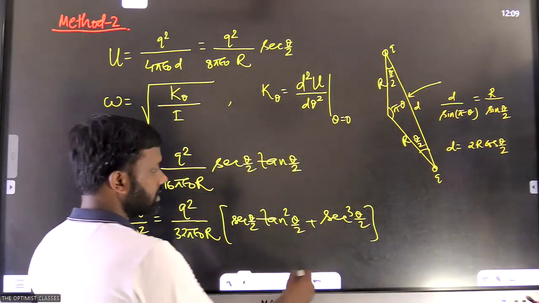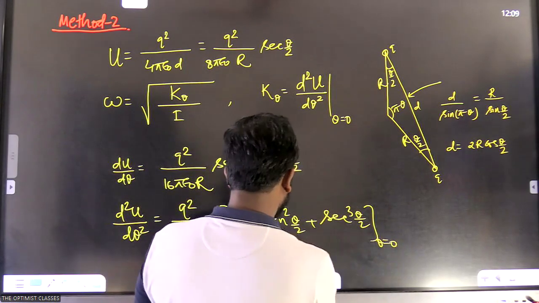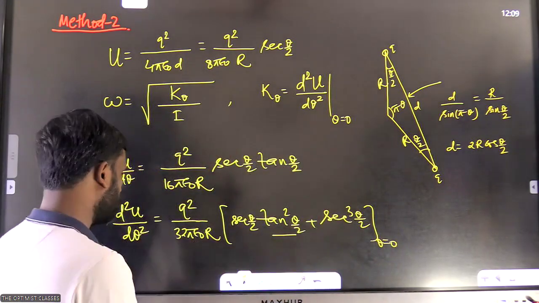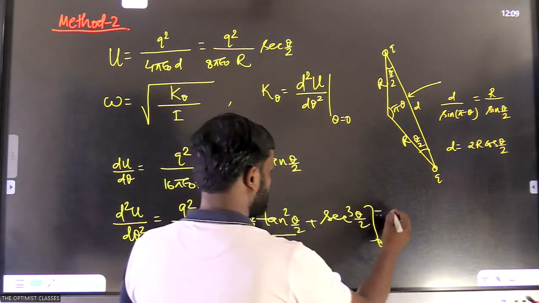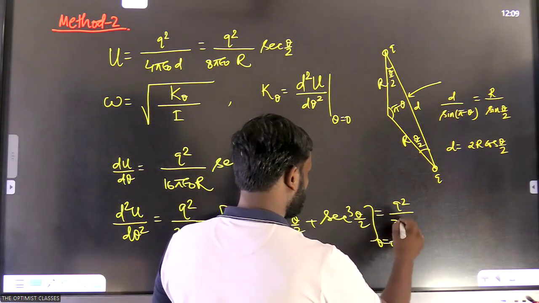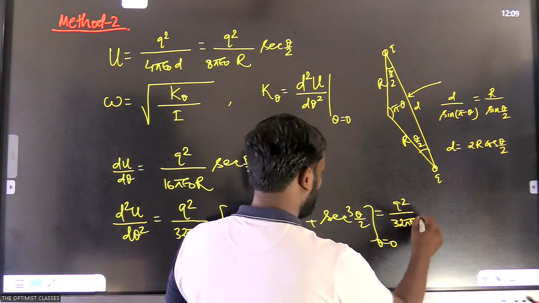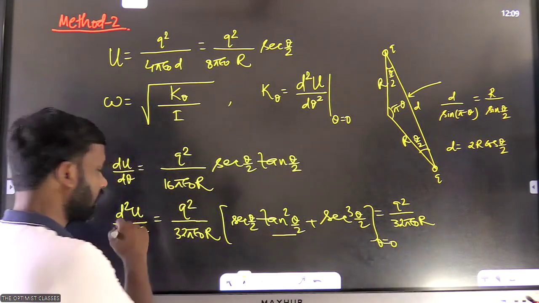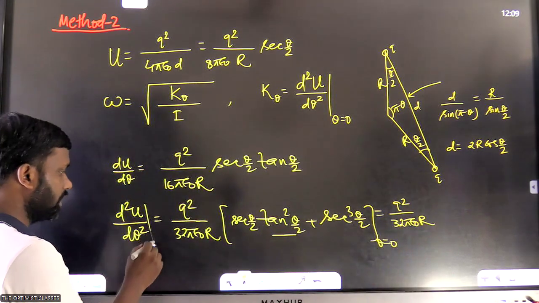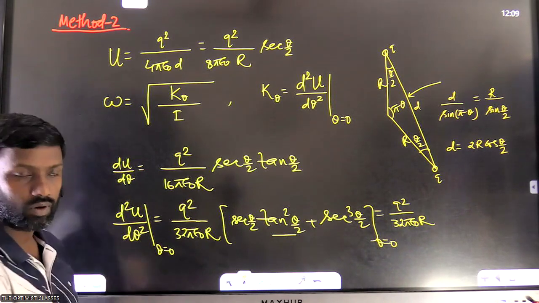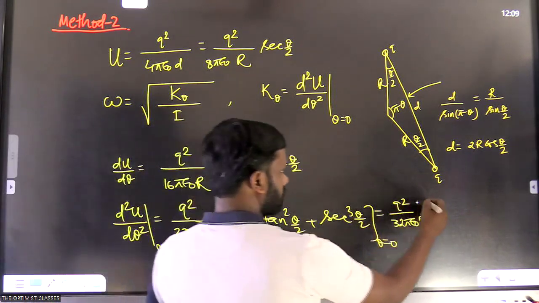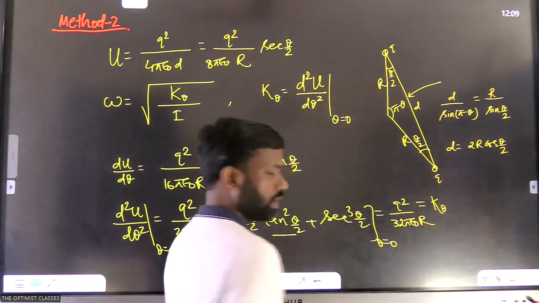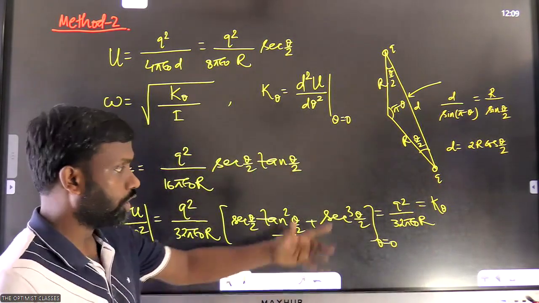And we are evaluating this at theta equal to 0. So at theta equal to 0, this term becomes 0, this term becomes 1. So we are getting Q square upon 32 pi epsilon naught R. That is d2U by d theta square evaluated at theta equal to 0. So this we call K theta.